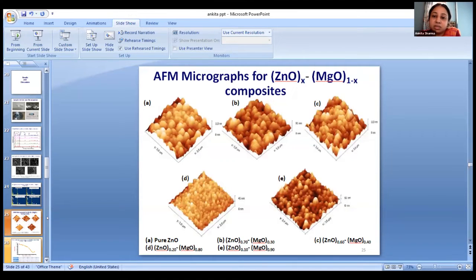But as the content of magnesium oxide increases, the unevenness of the thin film reduces as the smaller grains are consumed by the larger grains, and the evenness also occurs due to the presence of both phases on the thin film, both the hexagonal phase and the cubic phase.